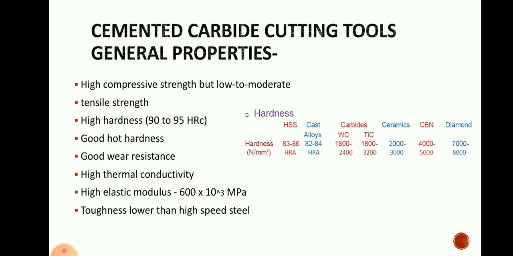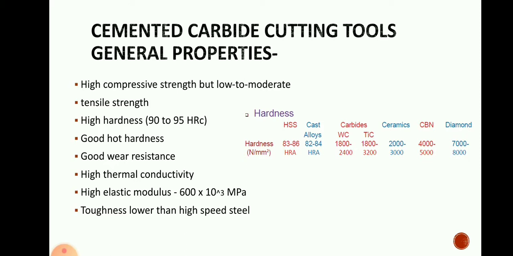So HSS is having 83 to 86 HRA, cast alloys are having 82 to 84 HRA, then carbides are having 1800 to 2400 HRA. So these units are in Newton per mm square, or they are called as a HRA. So here hardness in that point is given as 90 to 95 HRC if it is measured by some different parameters, and if it is measured by some different process they will call it as a HRA. So those are different for them.